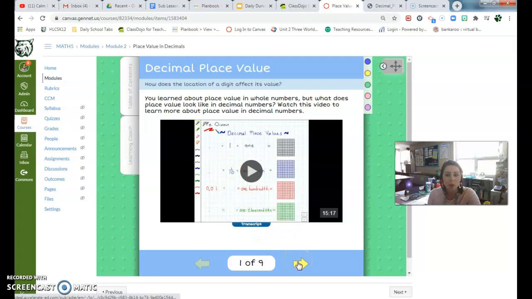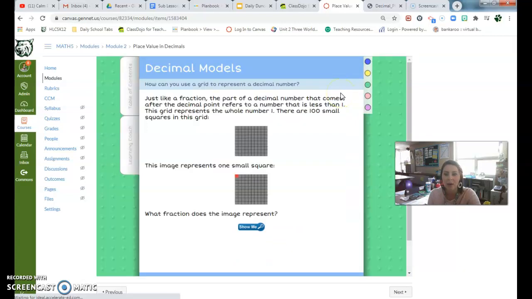I'm going to go to the next slide, though. So this is where I want to talk to you guys about decimals. So what is a decimal? A decimal is not just a number past a dot. A decimal number is a number that has a part of a whole value. Similar to a fraction, a decimal is part of a whole. And the decimal values do come to the right of the decimal point.